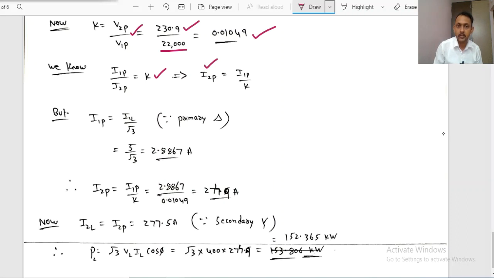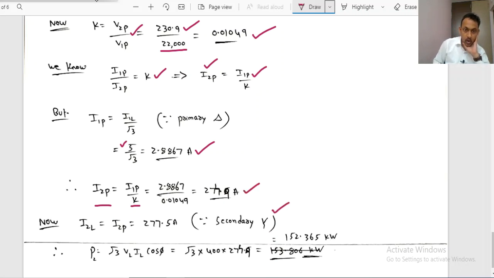But I1P is how much? In the primary side, the phase value will be line value by root 3, and the line value is already given as 5, so 5 divided by root 3. So this is our I1 phase. Once you substitute this I1 phase, and the K value you have already calculated from the voltage ratios, we will get the secondary side phase current. It is around 277.5 amps. So this is the secondary side current.